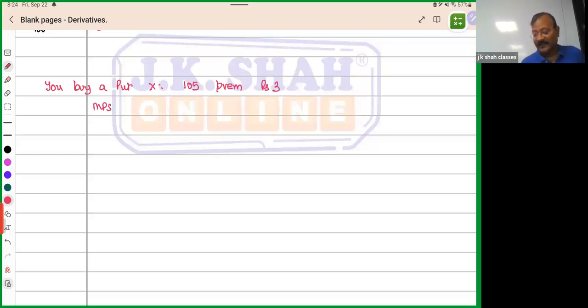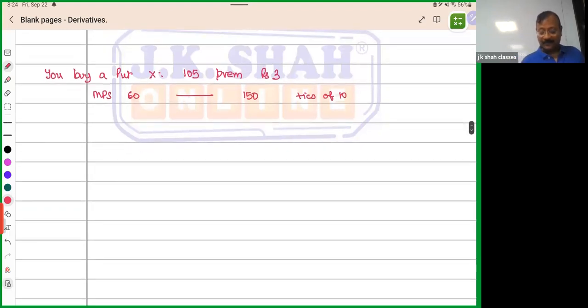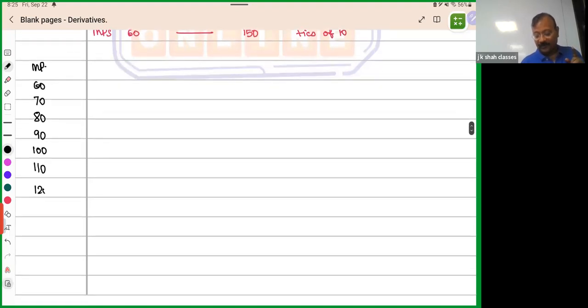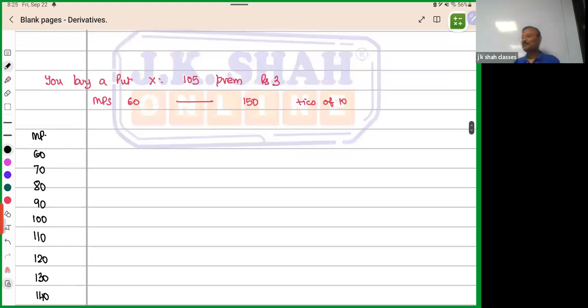We'll prepare it for market price ranging from 60 to 150, ticks of 10. Follow my methodology. Market price 60, 70, 80, 90, 100, 110, 120, 130, 140, 150. Identify the action column. नहीं बनाना है अभी. No more action column. No more in the money, out of the money.